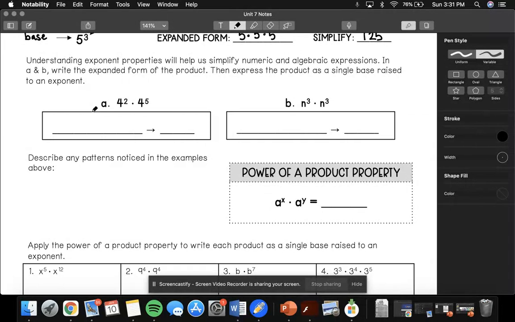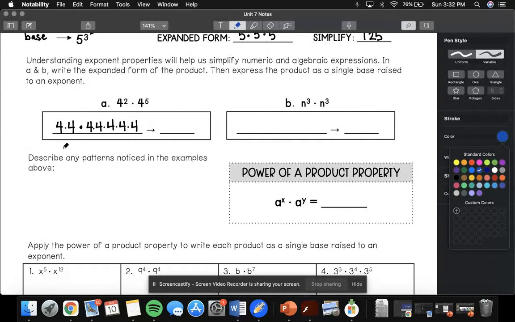So we're just going to expand 4 to the second real quick. So 4 to the second just means 4 times 4. Okay, and then we're multiplying that by 4 to the fifth. 4 to the fifth means 4 times itself 5 times. Okay. So then I want to see if we can maybe simplify this. Well, this is just all multiplying, and everything that's being multiplied is 4. So our base is 4, okay? And it's being multiplied a total of 7 times. So we can rewrite this as 4 to the 7th.